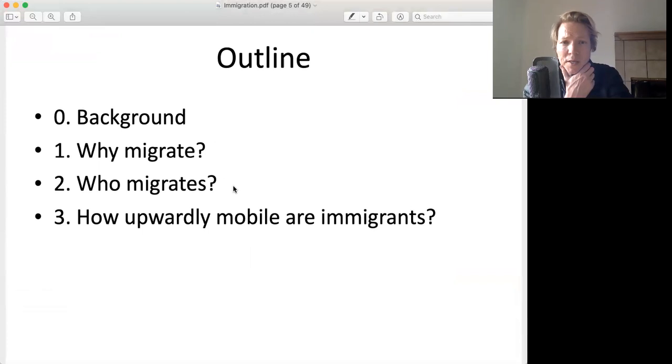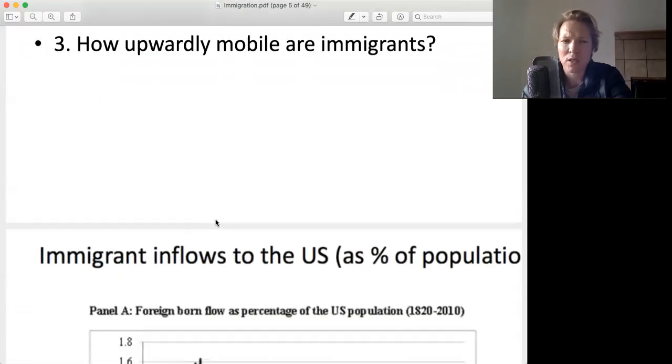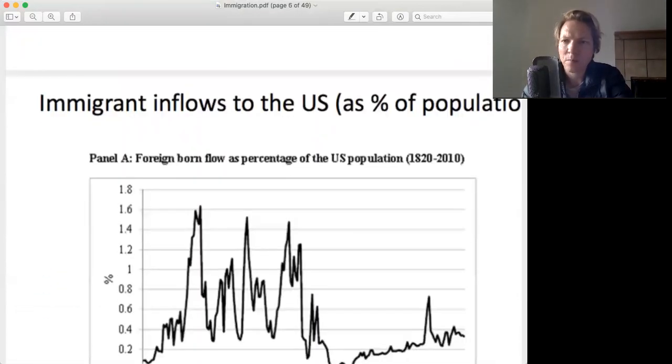Okay, so in this lecture, we're going to go through the background of the overall history of immigration. We'll talk through why someone would migrate, who migrates, and then we'll look at what happens to the immigrants once they reach the U.S.